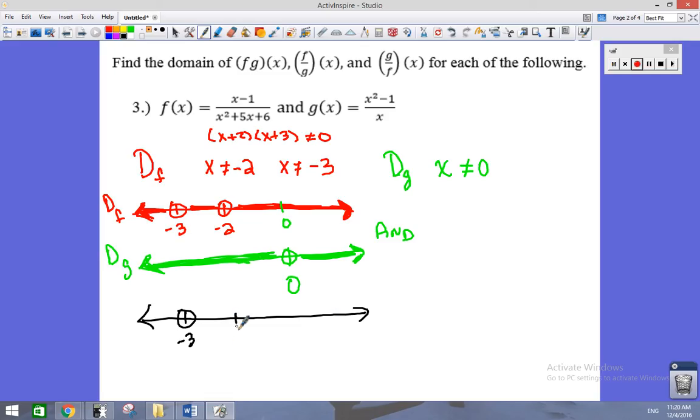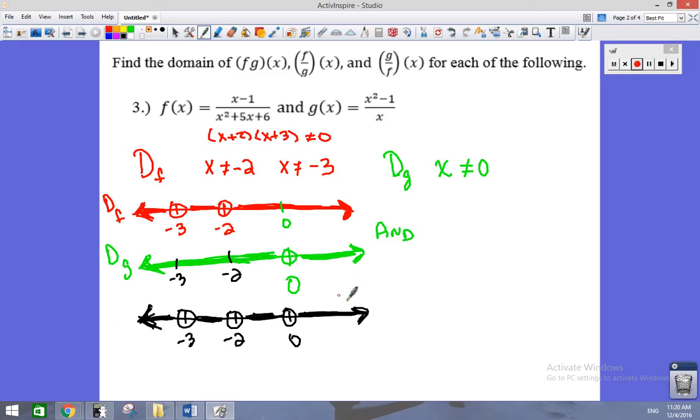Negative 2 is not in both, and 0 is not in both. But if you look at these graphs, everything else is shaded: to the left at negative 3 in both graphs, to the right, and here in the middle, because here's negative 3 that's shaded, and here's negative 2 that's shaded in that graph.